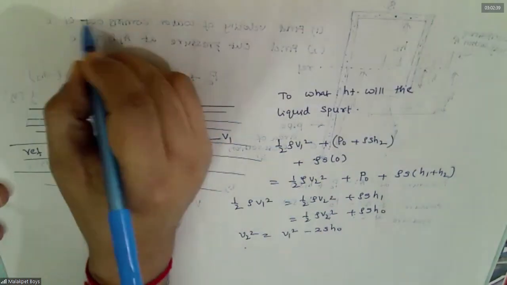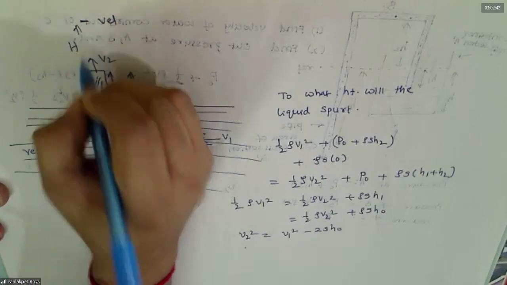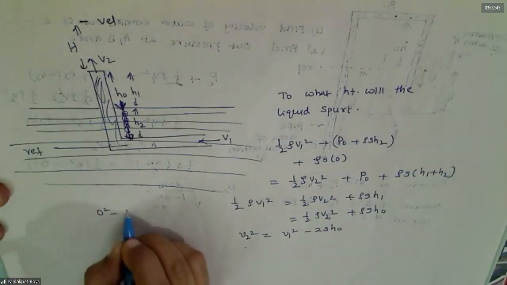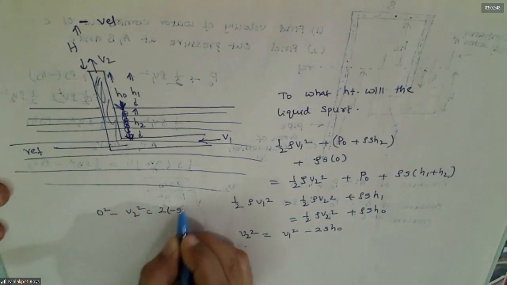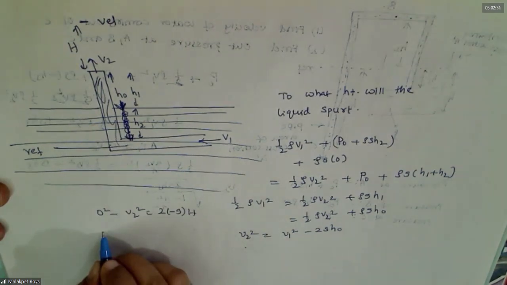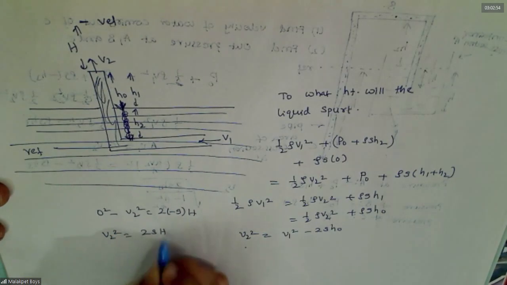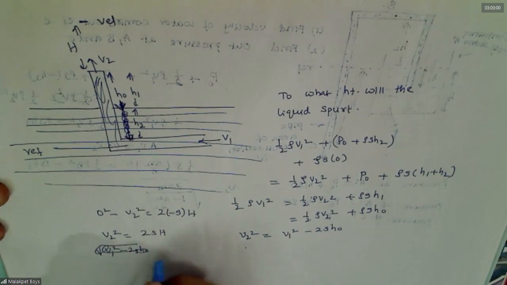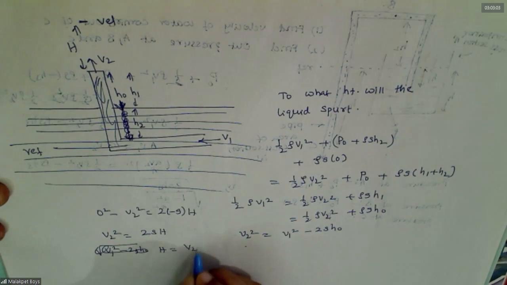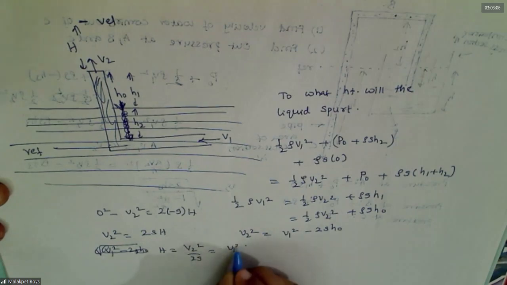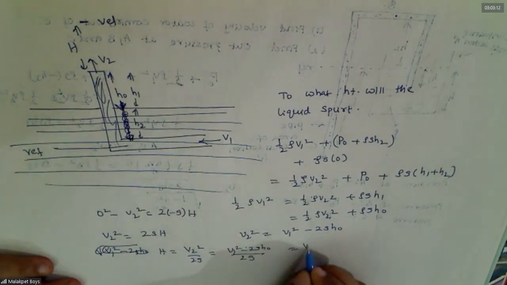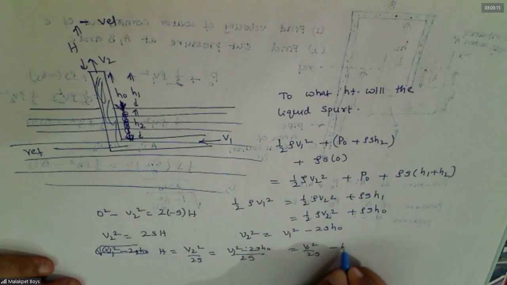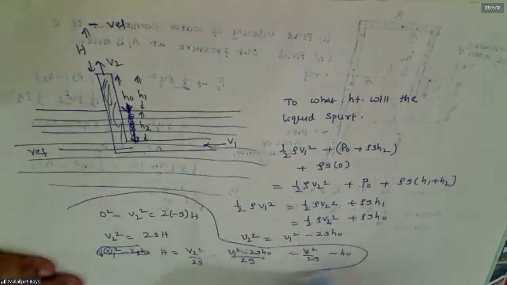Now with this velocity, it goes here to a height H. So we have used v square minus u square equals 2 into minus g into capital H. This is v2 square equals 2gH. This is v1 square minus 2gh naught. Understood this? Any doubt is there till here? You can ask.